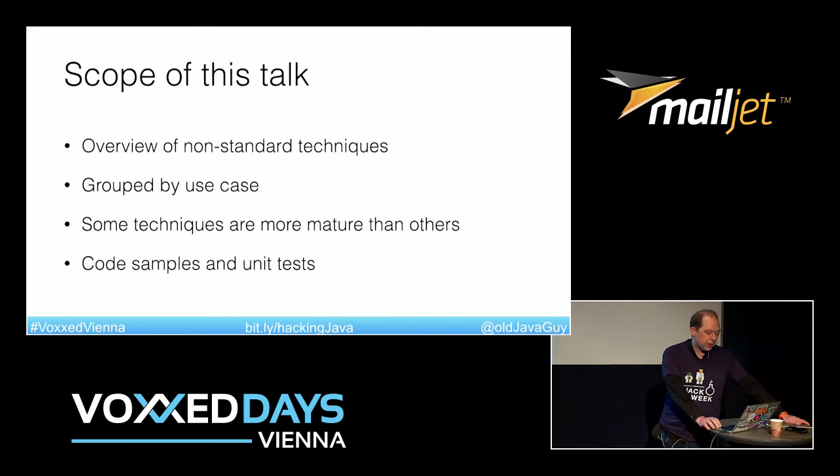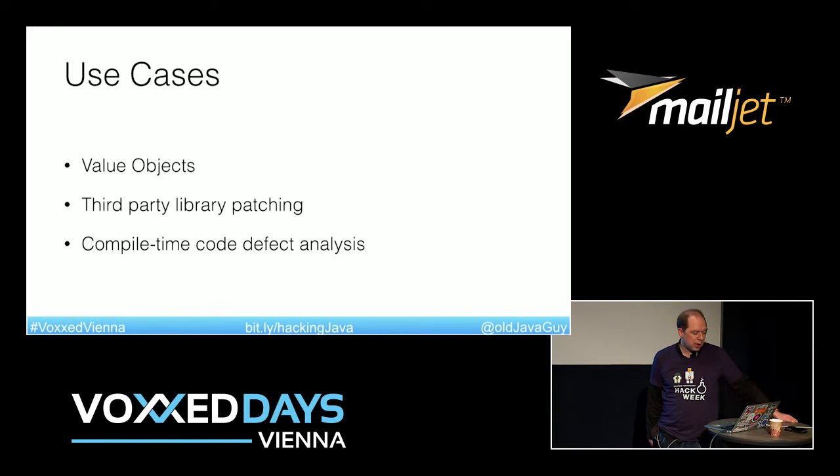So this talk, as I said, is about non-standard Java techniques, and I need to have an agenda, a red line that draws through the talk. So I chose to come up with several use cases. And these are the three use cases I'll be covering. The first one is value objects, or data transfer objects, as the older people sometimes know it. Just standard objects that just carry state between layers.